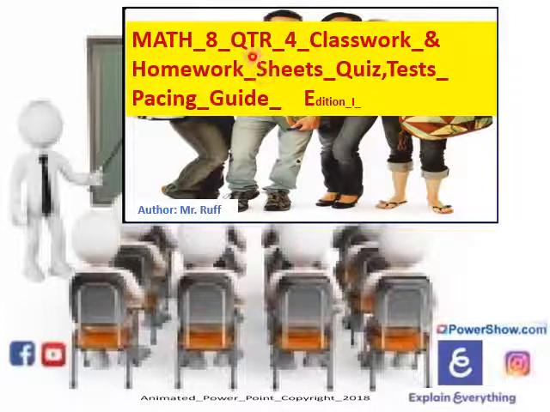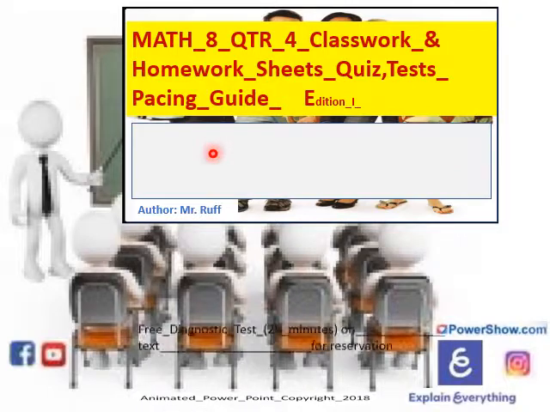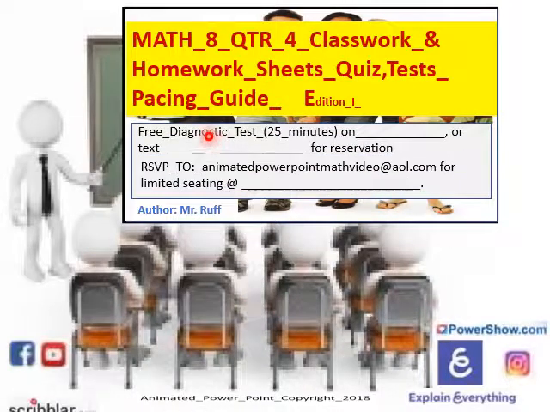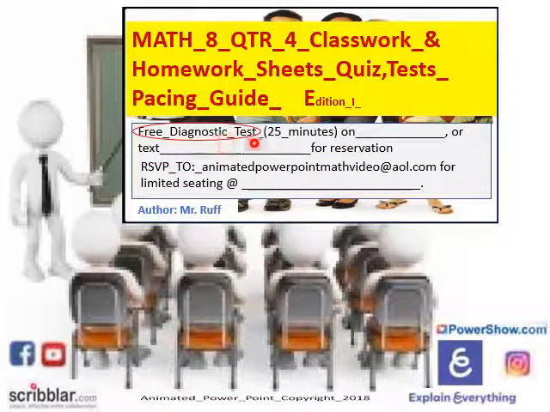Online math courses include classwork and homework sheets, quizzes, tests, pacing guides, and the student will have to take a diagnostic test, which is about 25 minutes. They have to pass that to enter, or they have to go somewhere else. I have way more kids who want in my course than seats, so I have to weed them out. So they have to take a diagnostic test, straight up.